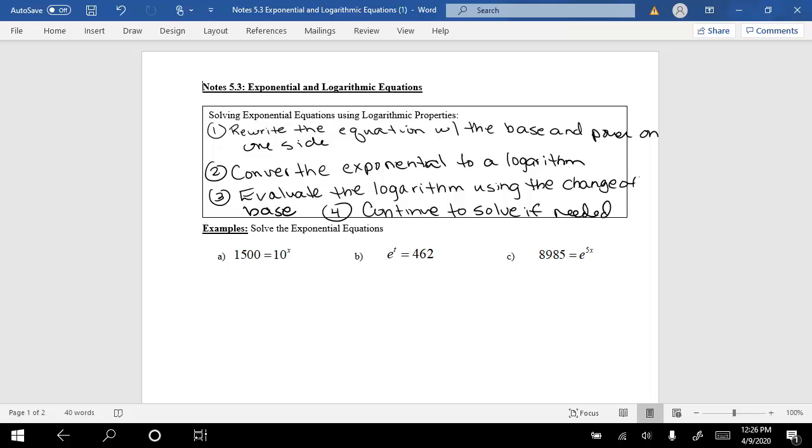We're used to seeing the exponent on the left side, so I'm just going to flip it over and say 10 to the x is equal to 1500. We're going to rewrite the equation with the base and power on one side. Now I'm going to take that in step 2 and convert it from exponent to logarithm. So this would become log base 10 of 1500 equals my exponent of x. Step 3 is to use my change of base formula. So I'm going to do log of 1500 divided by log of 10.